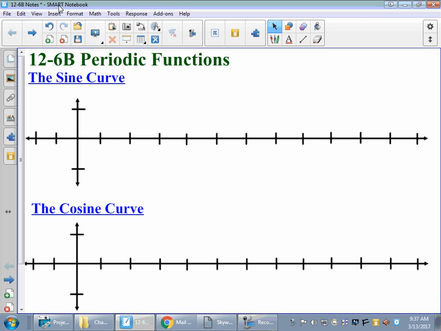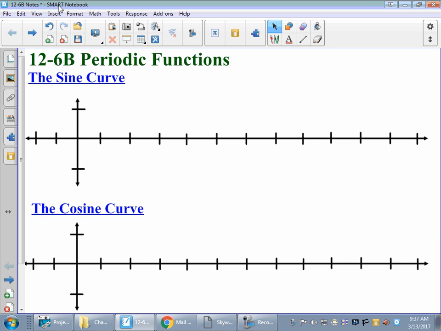These are your 12-6B notes on periodic functions. We are going to see what the parent function of a sine curve looks like. We're going to see what the parent function of a cosine curve looks like. And we are going to actually adjust the parent functions. We're going to stretch and compress the graphs both vertically and horizontally. So they're like the dilations of these functions.